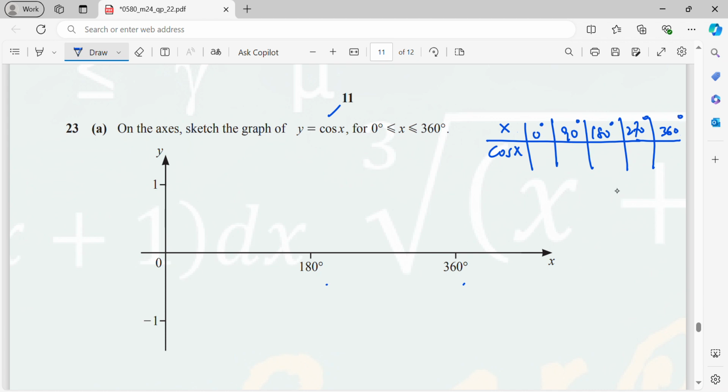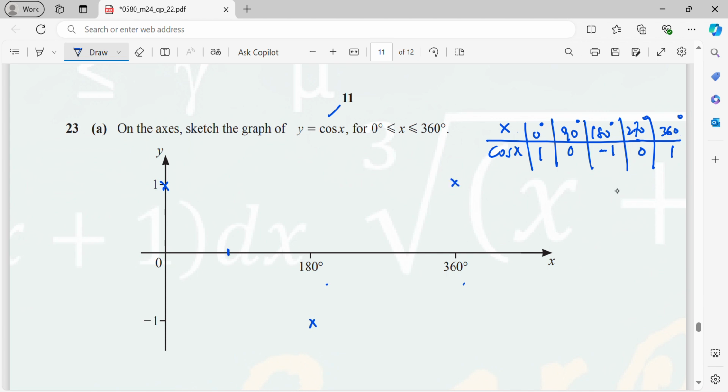Then cos 0 is 1. Cos 360 is 1. Then cos 180 is minus 1. Then the other two will be 0. So now you just mark accordingly. So 0 is 1, 180 is minus 1, then the 360 is 1.